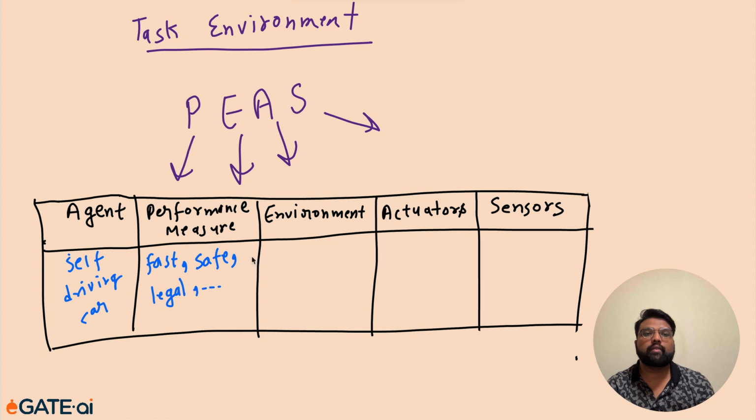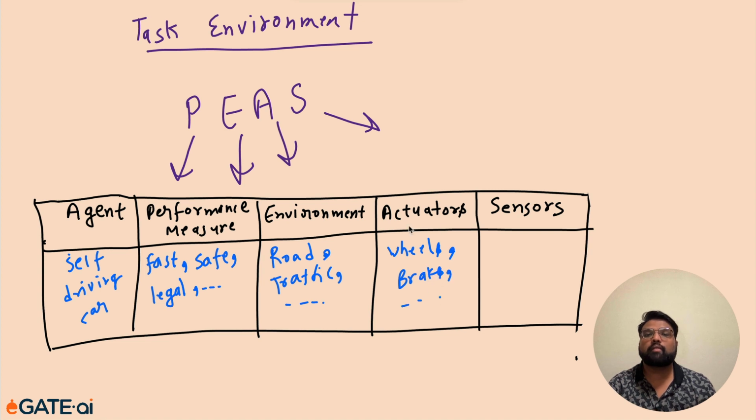The environment for a self-driving car can be road, it can be traffic lights, traffic, it can be people, pedestrians, anything. So you have to define all the possible environment for a self-driving car. What are the actuators for a self-driving car? These are, say, wheels, brakes, and so many by which you can do any action in the self-driving car. What are the sensors for a self-driving car? It can be camera, sonar sensors, or say engine sensors and other kinds of sensors. So this is the PEAS description or task environment for a self-driving car agent.